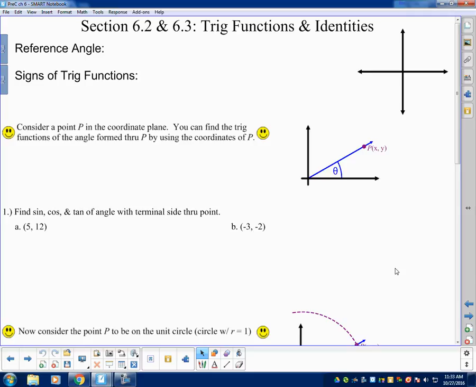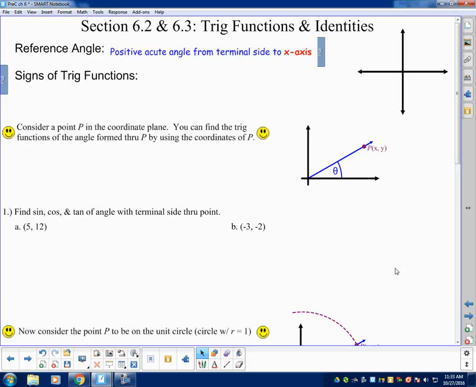A lot of this will overlap with what I talked about the other day, so it's stuff you've already done and reviewed. So we'll go fairly quickly through this. Stop me if you have any questions here. Reference angle is the positive acute angle from the terminal side to the x-axis.